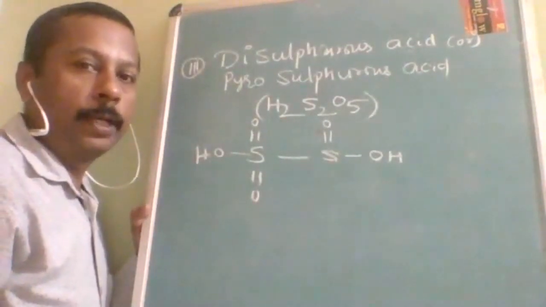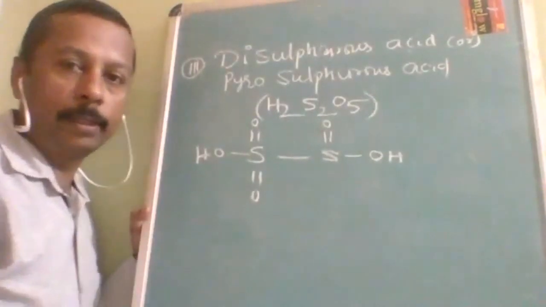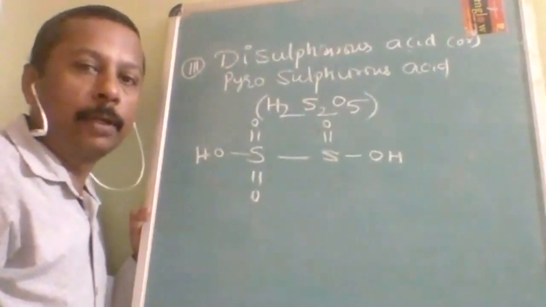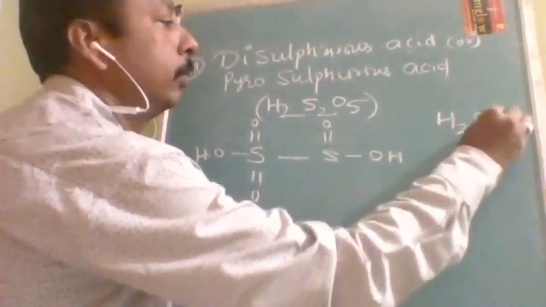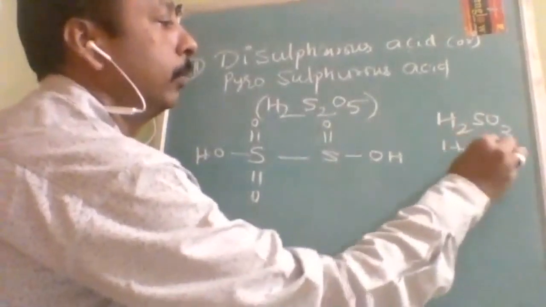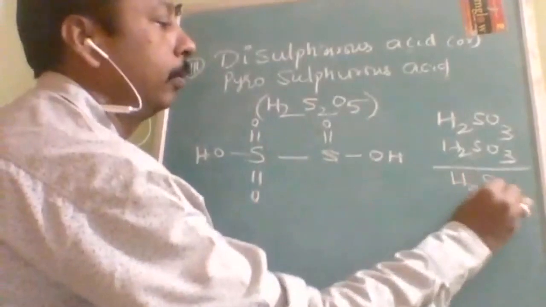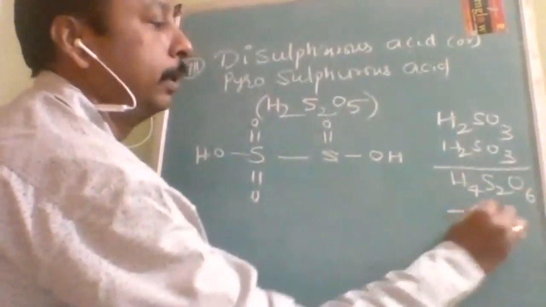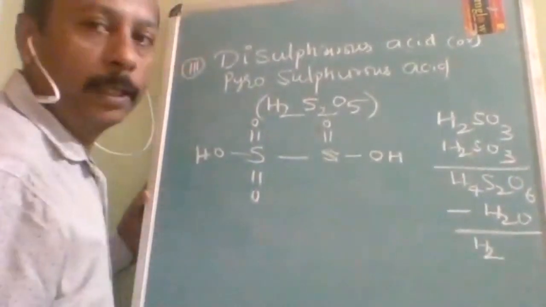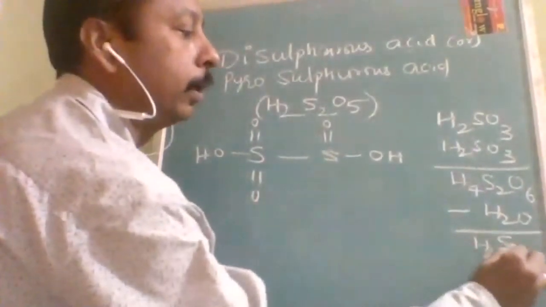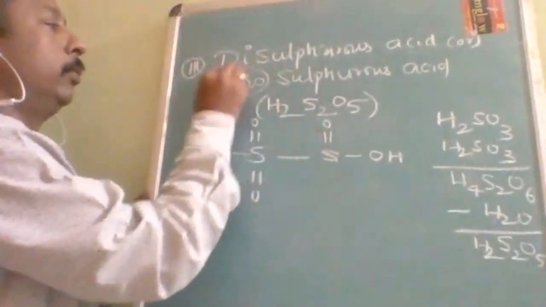Disulfurous acid means 2 moles of sulfurous acid are connected together with loss of one water molecule. Normally H2SO3, so 2 moles gives H4S2O6, minus 1 H2O. Then the leftover will be H2S2O5. The word pyro is used.